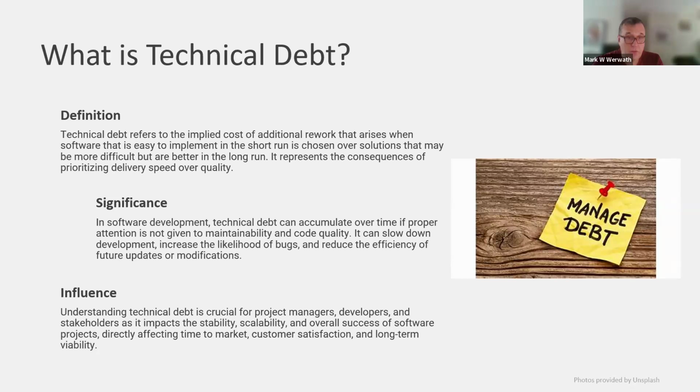Significance, right? In software development, technical debt can accumulate over time, almost like an avalanche of sorts that keeps getting bigger and bigger as it rolls down the hill, right? And unfortunately, the people at the bottom of the hill catch the majority of the pain. So you need to give proper attention to maintainability and code quality. It can slow down development, increase the likelihood of bugs, and reduce the efficiency of future updates or modifications. So these deficiencies have a price.